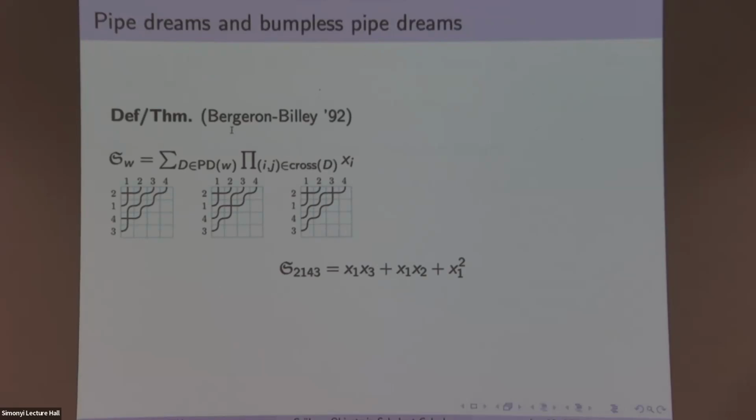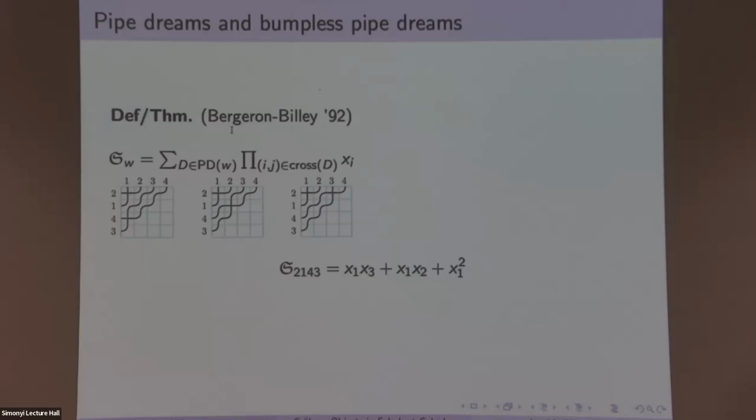And there are very nice combinatorial formulas for Schubert polynomials. The first one, probably also the most famous, due to Bergeron and Billey, is that in order to compute Schubert polynomials, I can enumerate these combinatorial objects called pipe dreams. For each permutation, I have a particular way of tiling my grid by specific kinds of tiles. In this case, I have crosses and elbows.